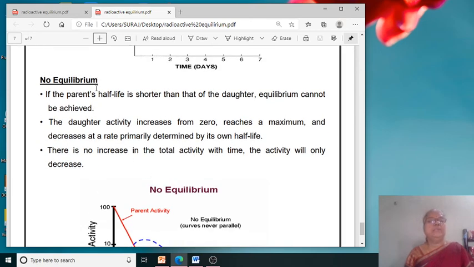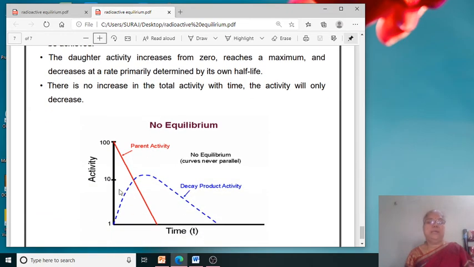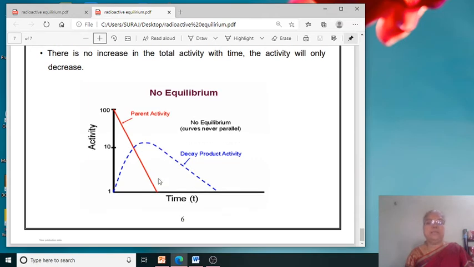Then there is the third type, when there is no equilibrium condition. Here, if the parent's half-life is shorter than that of the daughter, equilibrium cannot be achieved. The daughter activity increases from 0, reaches a maximum and decreases at a rate primarily determined by its own half-life. There is no increase in the total activity with time. The activity will decrease, and the nature of the graph here is like this.